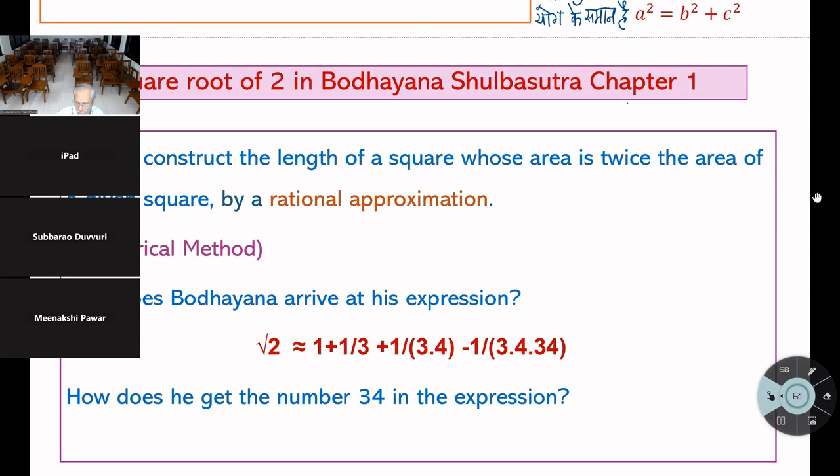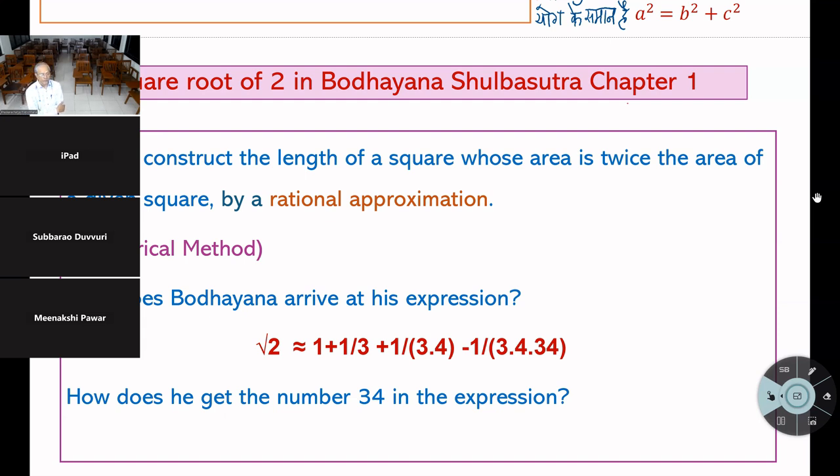Okay, now this is something very interesting, and we will stop after this, and then if you have any questions, we can discuss those. So we know that when you do this construction of a square whose area is twice, the new side is a times root 2, and Bodhayana also knows that, and therefore he also finds a numerical expression for root 2.